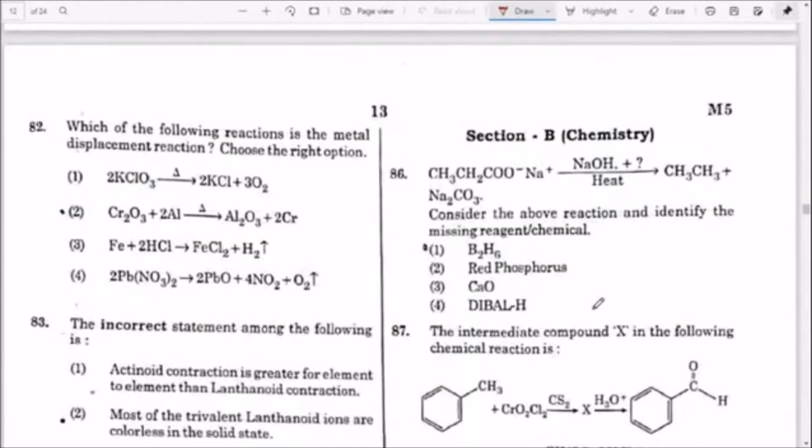Next, question number 82. Which of the following reactions is the metal displacement reaction? Choose the right option. Option number 2. So metal displacement is taking place where chromium is displaced with aluminium. This is a metal displacement reaction.